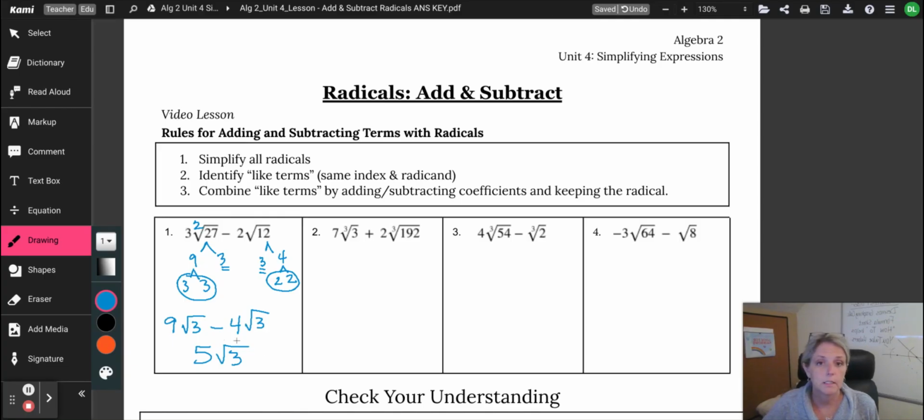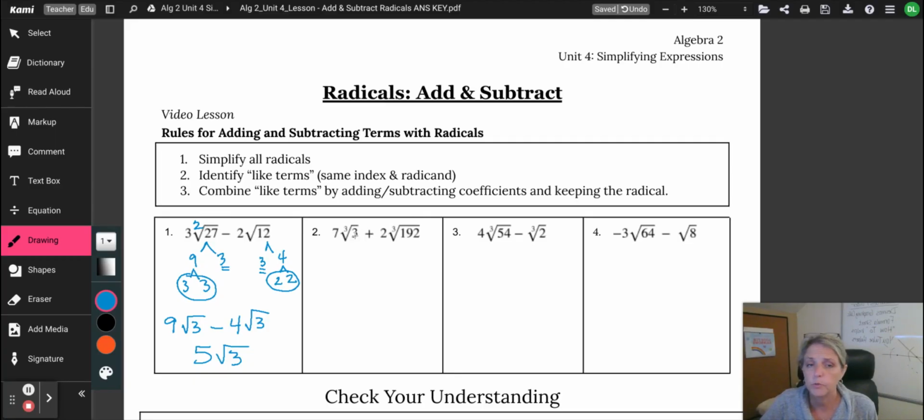So when we read this, it says 9 square root of 3 minus 4 square root of 3. I read that like if I had 9 square roots of 3, or roots 3, and I took 4 away from them, 4 roots 3 went away, I would have 5 left. Okay, so let's look at another one.